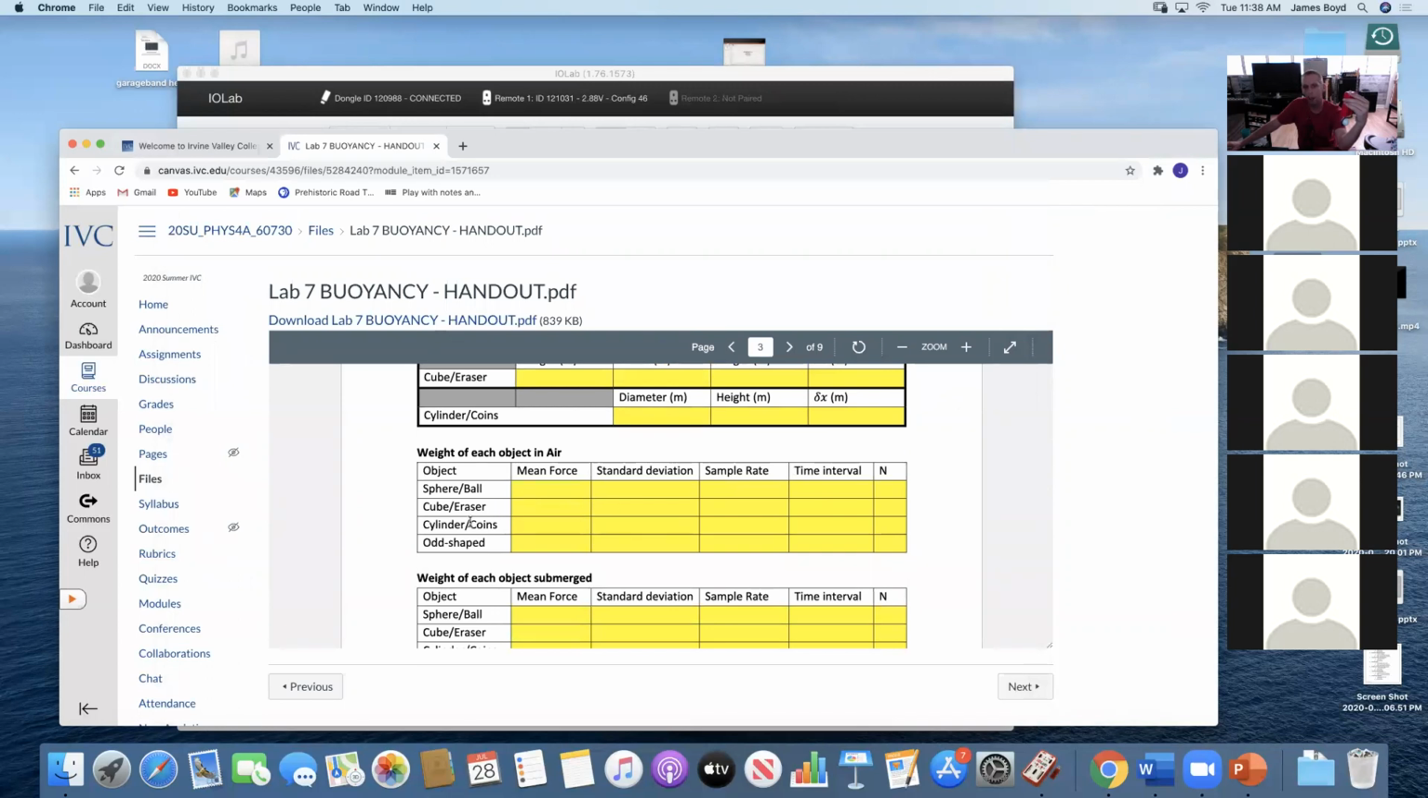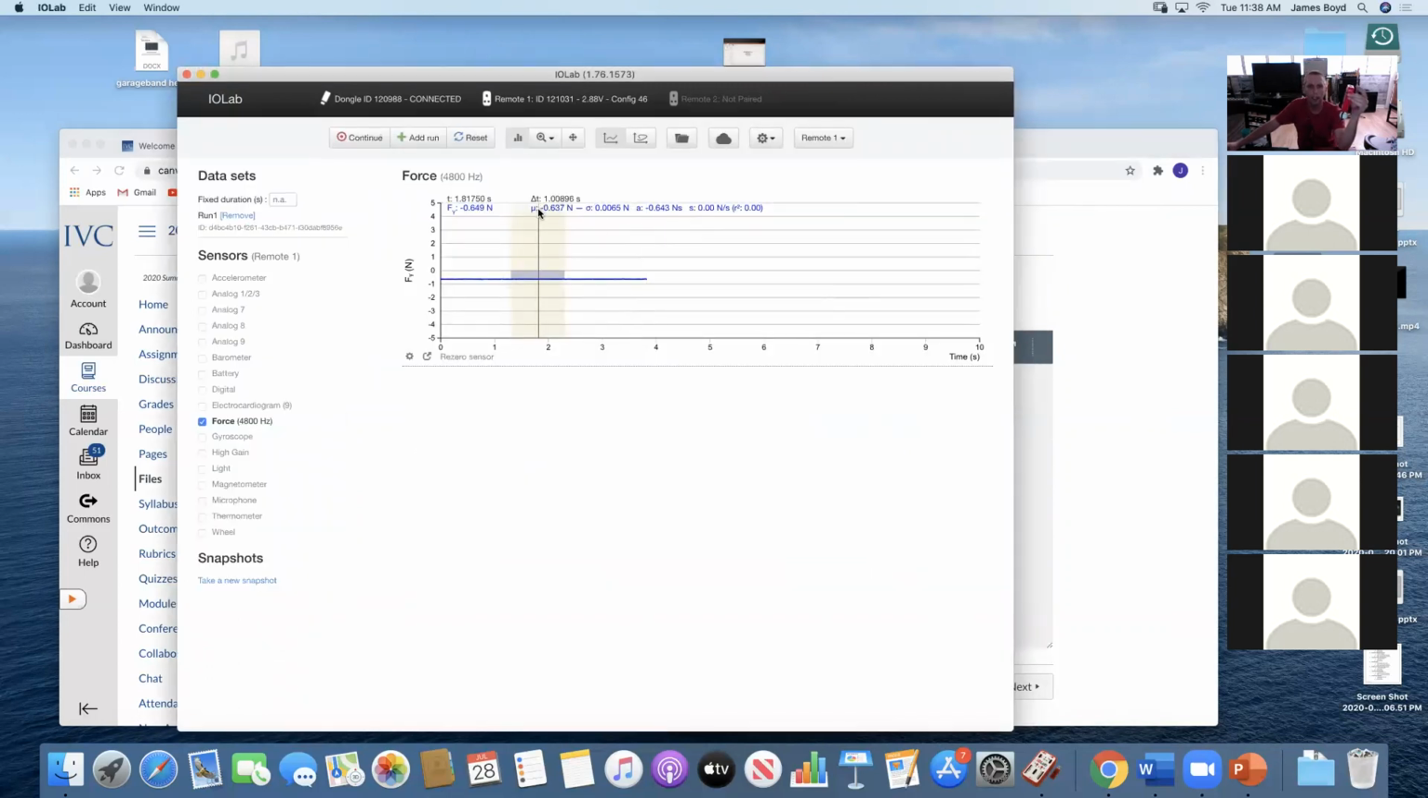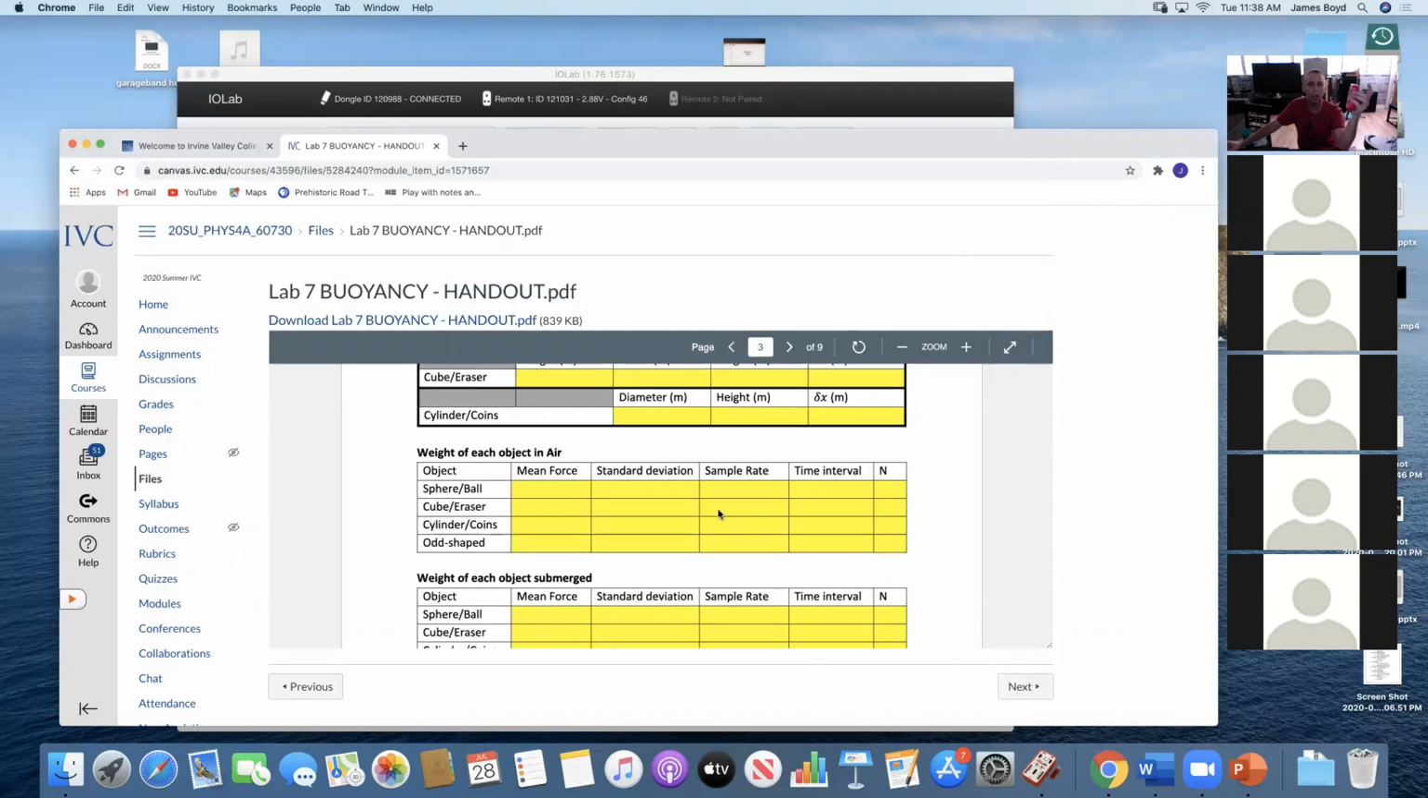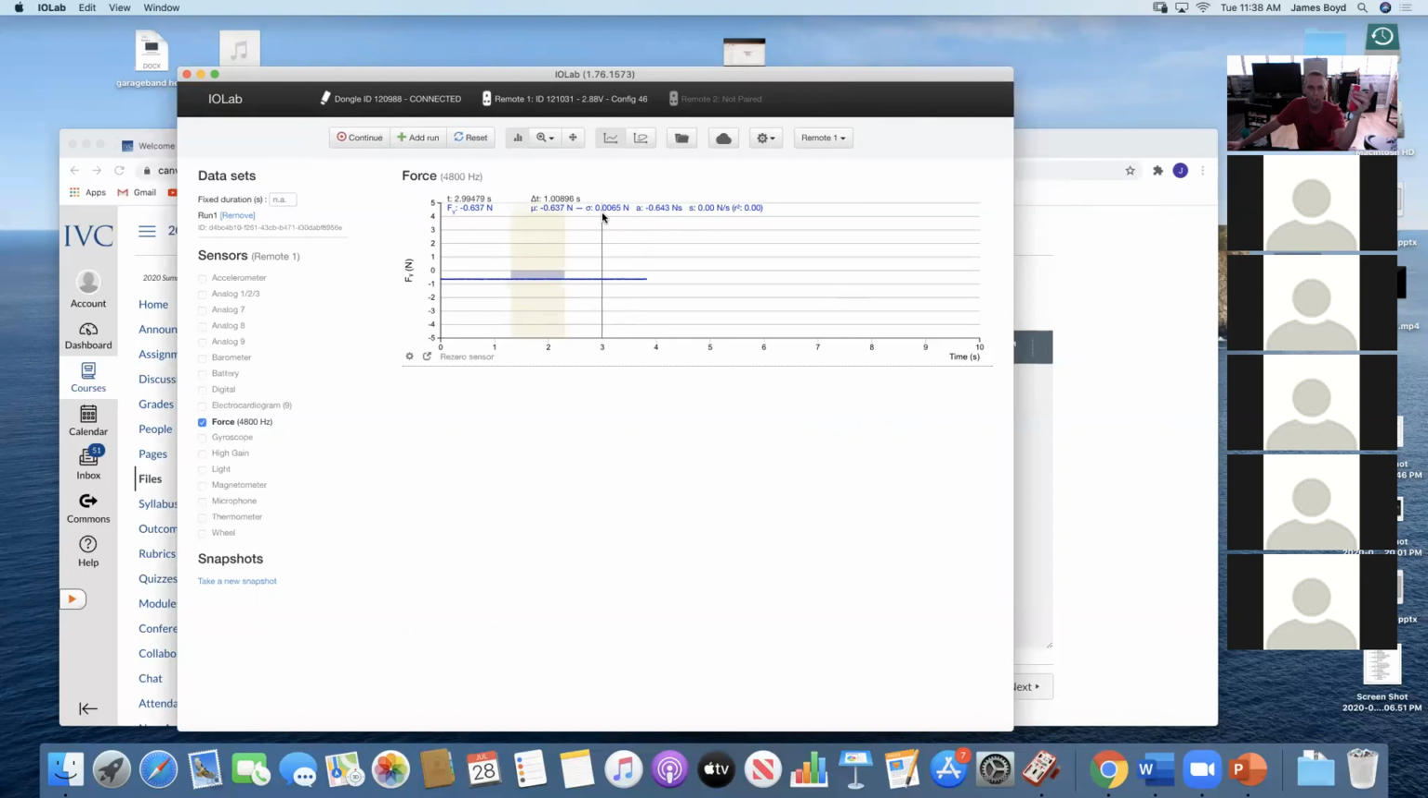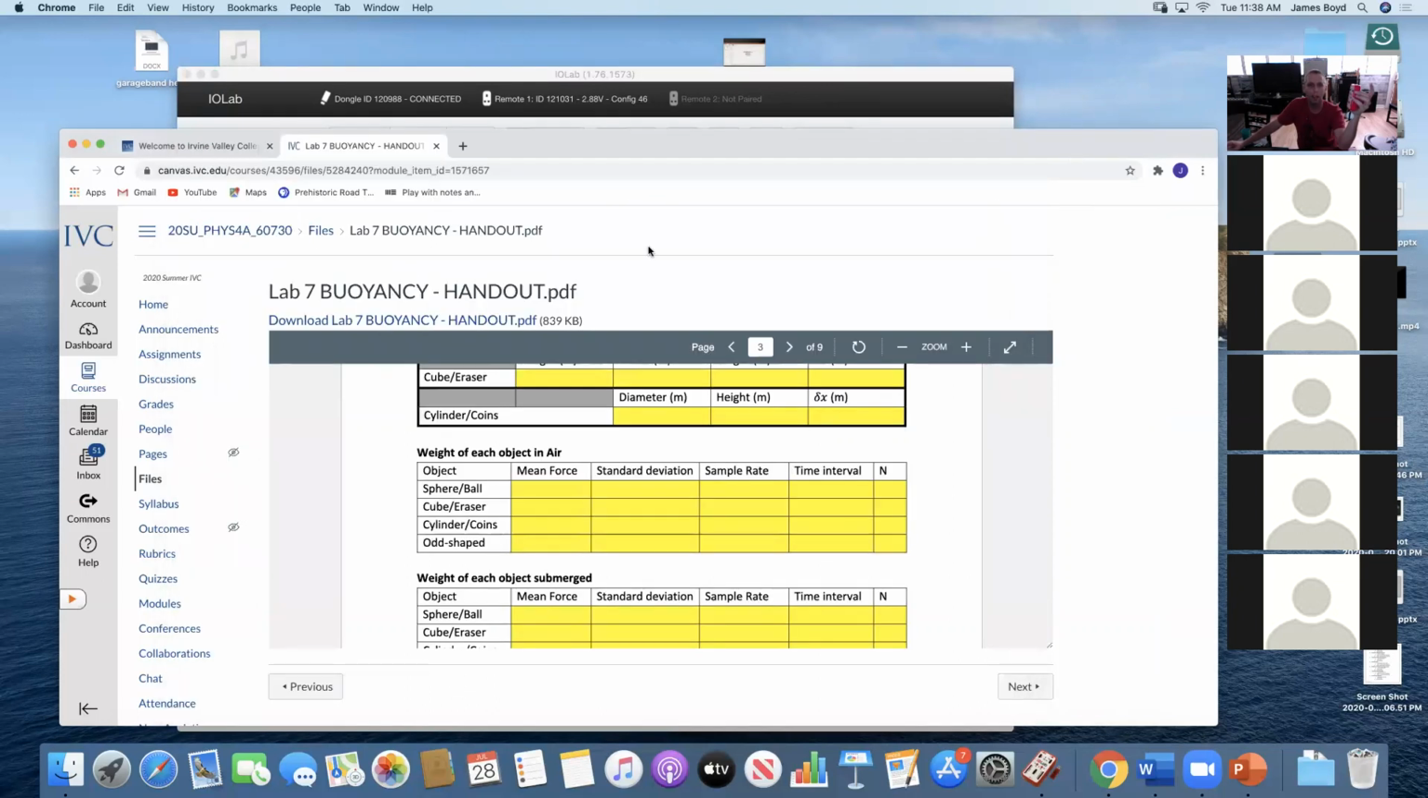For the weight of the ball in each air, you need the mean, which is, again, this mu is your mean. So the mean force on this was 0.637 newtons. It's negative because it's hanging out the bottom. The standard deviation is right here, 0.0065, pretty good. Sample rate is 4,800 hertz. The time interval was 1 second, I chose that. So my data points are 4,800.